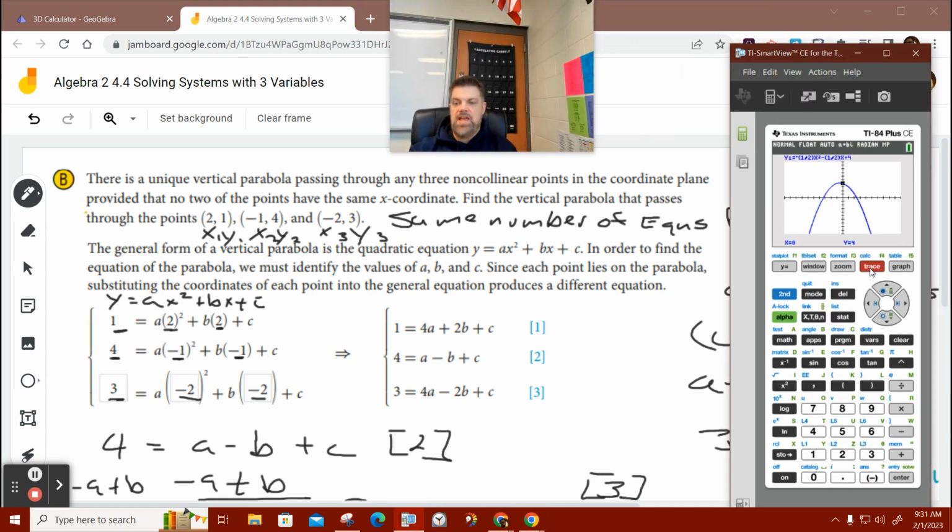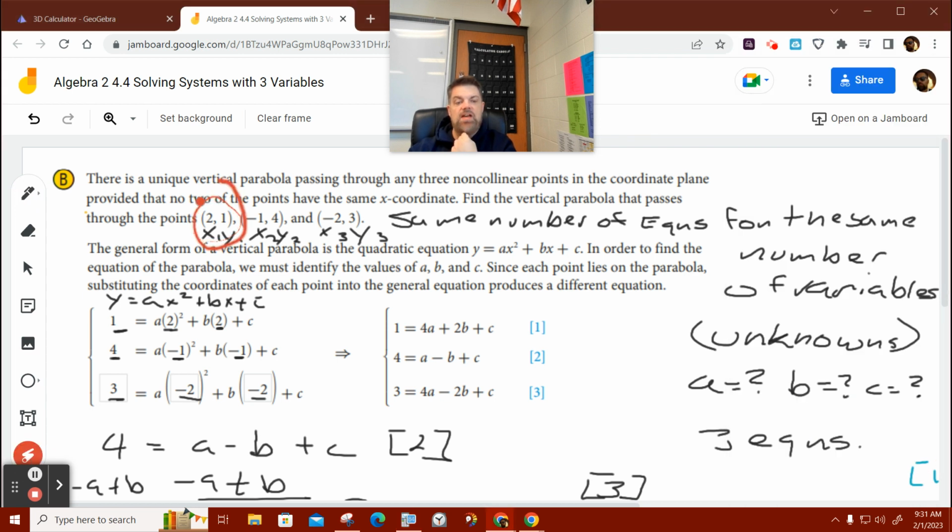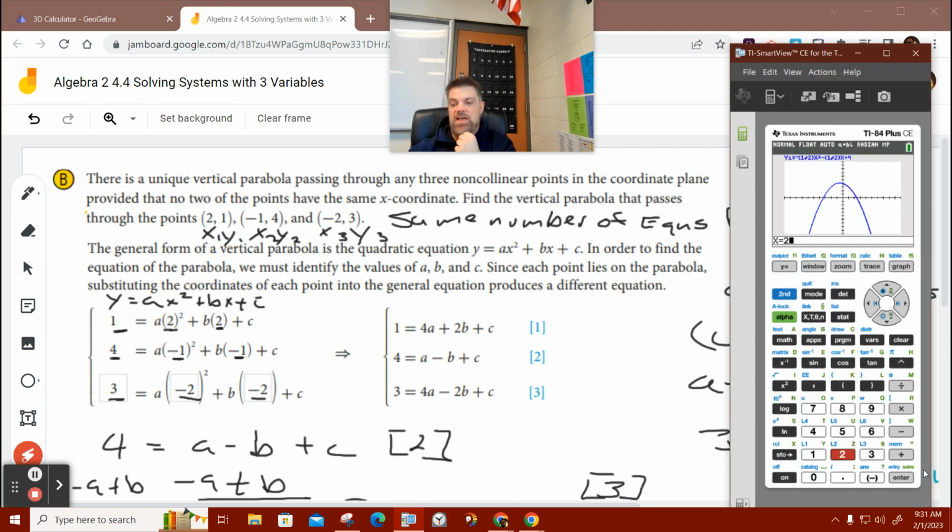So if I hit trace, remember when you hit trace, you just have to hit the x value. So when I plug in x equals 2, what do I expect the y value to be? When x equals 2, the y value should be 1, right? So when I come over here and I hit enter, guess what? The y value is 1. When I enter in negative 1, the y value should be 4. It is. And then when I hit negative 2, the y value should be 3. So all 3 points exist on that parabola. So we did it. That's correct.